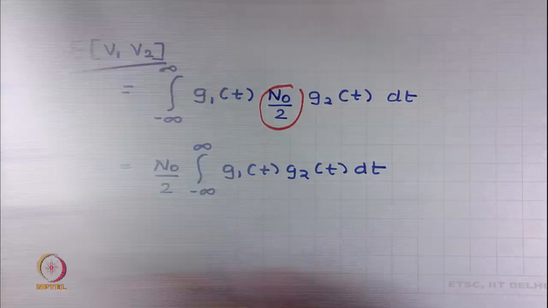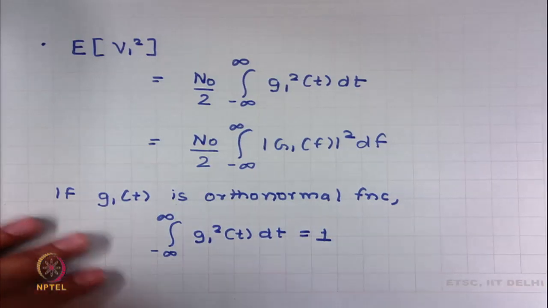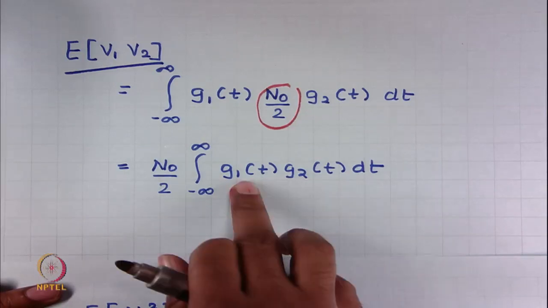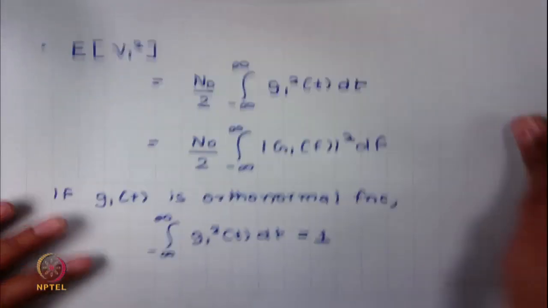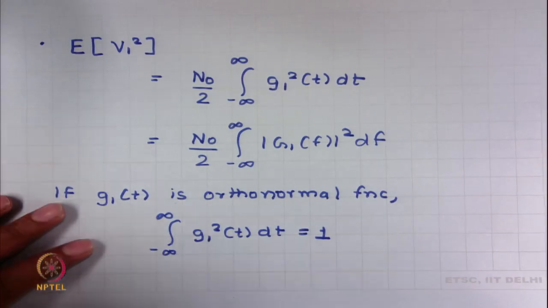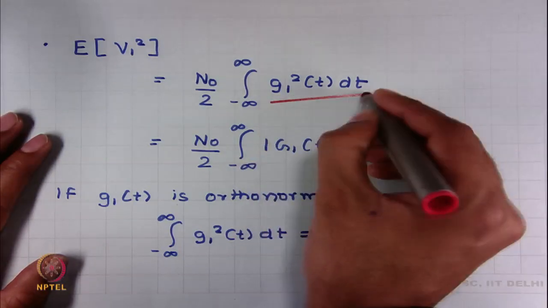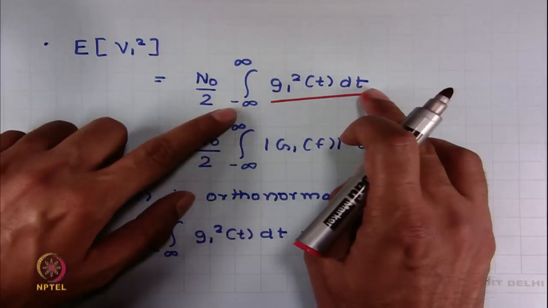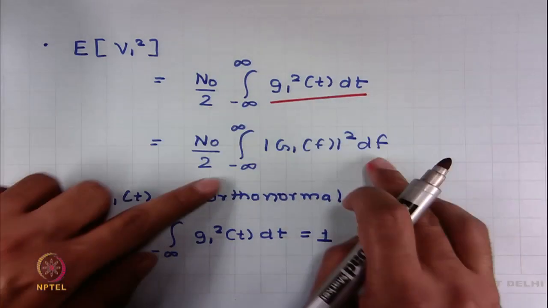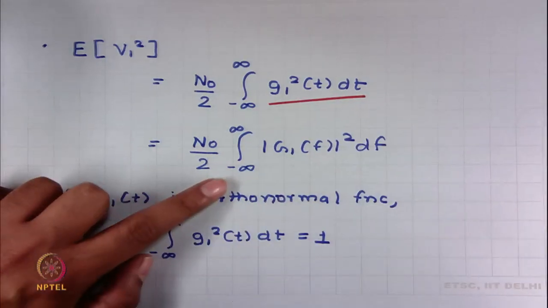Let us first see what is the expected value of V1 square. To think about this, you just have to replace g2(t) with g1(t), and in that case you get g1 square(t) dt. And then we can also use Parseval's theorem, where instead of thinking about this, I can think about this integration in this way. So, this is by Parseval's theorem. We have carried out this integration several times, and this is what it is.